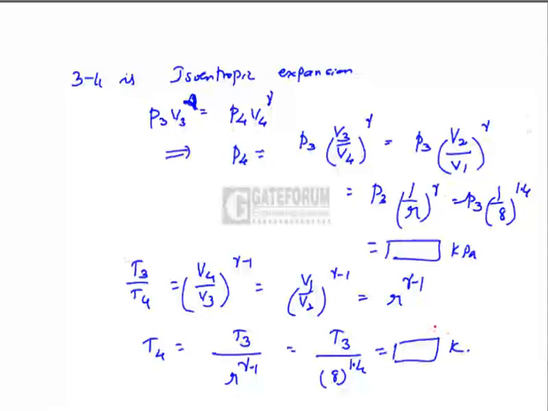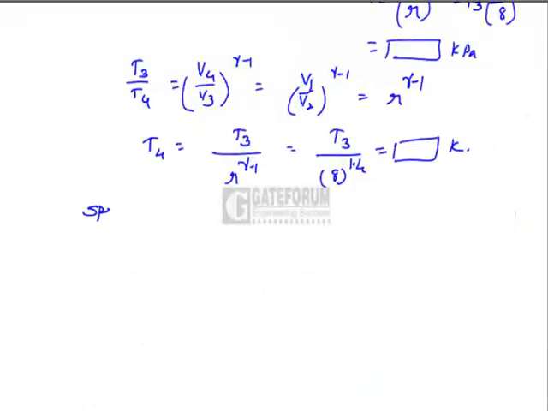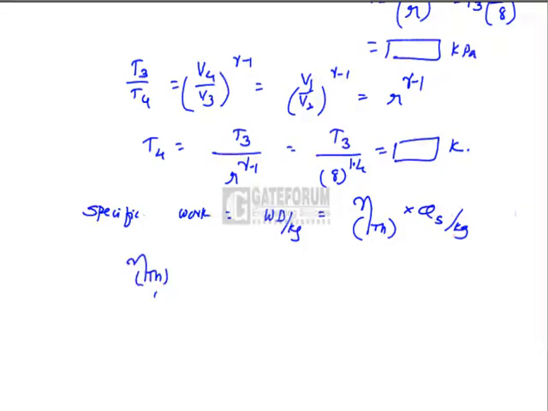Now, he has asked us to calculate specific work. Specific work means work done per kg, that is equal to thermal efficiency into heat supplied per kg. Thermal efficiency of Otto cycle could be easily calculated as 1 minus 1 by R to the power of gamma minus 1, where R is the compression ratio given as 8.